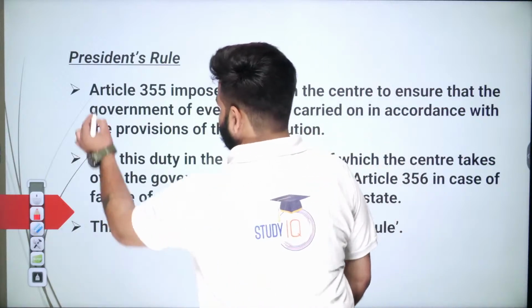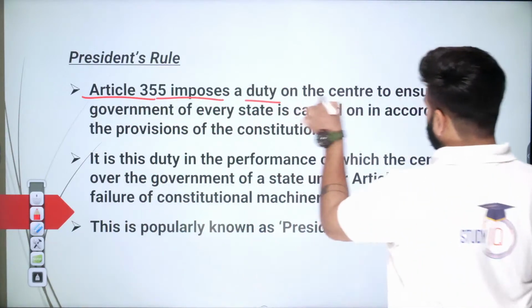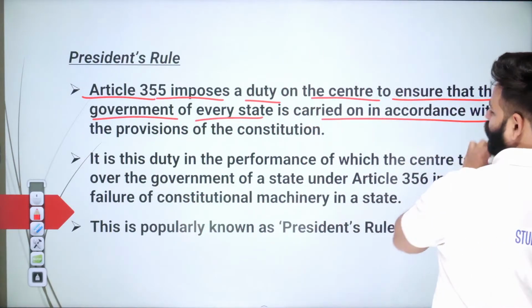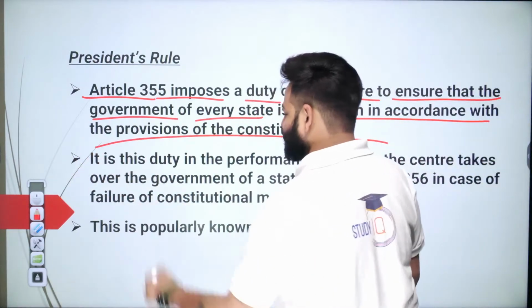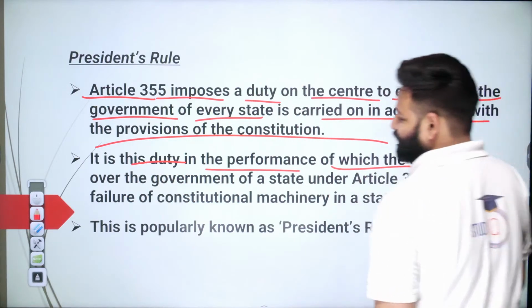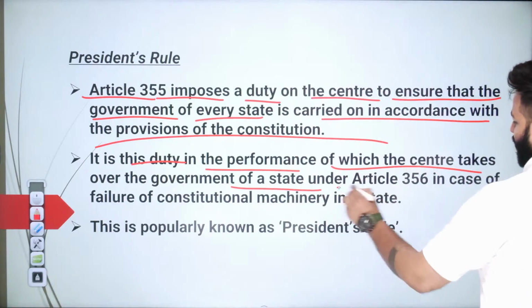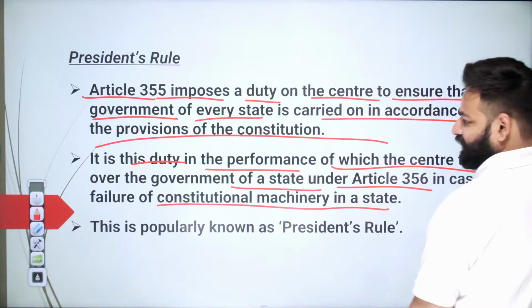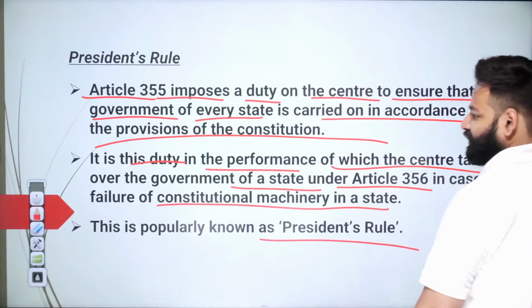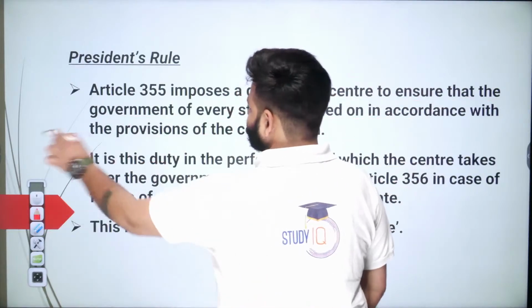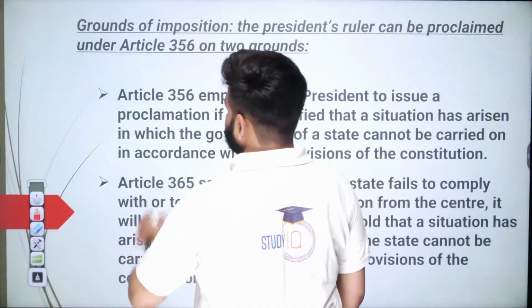So Article 355 imposes a duty on the center to ensure that the government of every state is carried out in accordance with the provisions of the Constitution, and it is the duty in the performance of which the center takes over the government of a state under Article 356 in case of failure of the constitutional machinery in a state, popularly President's rule, right? So here we go, as you can see, the next.